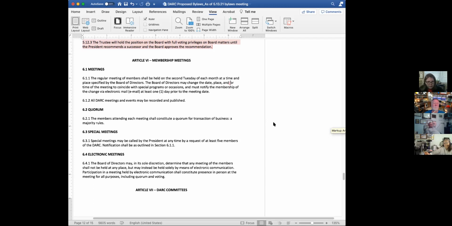6.4.1, the board of directors may, in its sole discretion, determine that any meeting of the members shall not be held at any place, but may instead be held solely by means of electronic communication. Participation in a meeting held by electronic communication shall constitute presence in person at the meeting for all purposes, including quorum and voting.